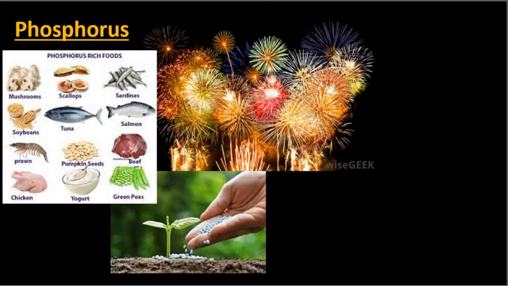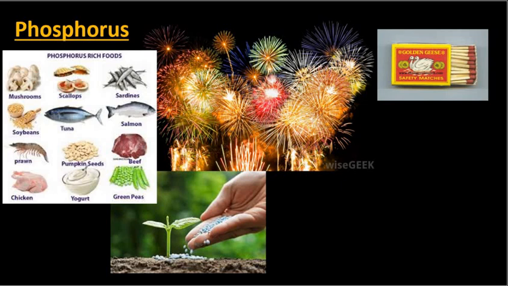Phosphorus is often used in fireworks. It is apparently what makes all those sparkles that you watch when the fireworks kind of fade away, all those little sparkly things coming down. Phosphorus is also used in safety matches, the ones with the red ends.